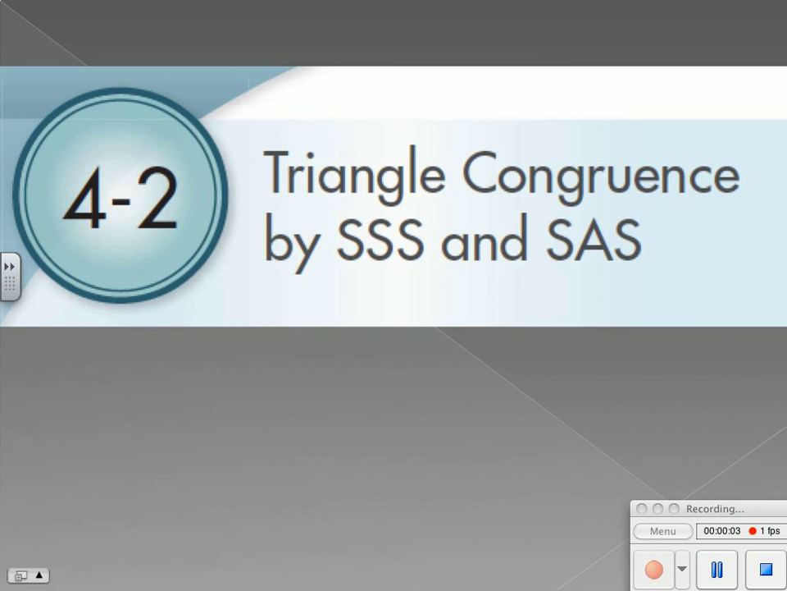All right, this lesson is on triangle congruence proven by the side-side-side postulate or the side-angle-side postulate. Then we also have the angle-side-angle postulate and the angle-angle-side theorem. So we're going to quickly review some things that we need to use the side-side-side and side-angle-side postulates.